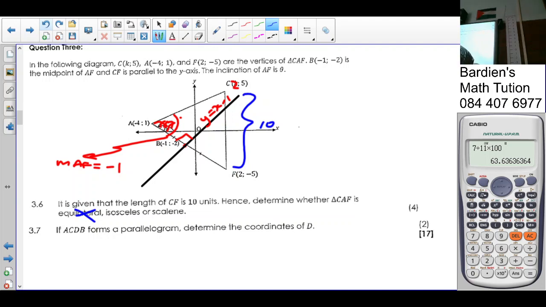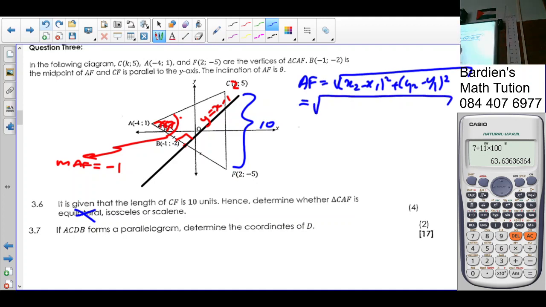Which lengths do you think are the same? Let's go with AF. So AF, what do we use? Distance formula. So square root of x2 minus x1 squared plus y2 minus y1 squared. That will be the square root of A, which is negative 4 minus 2 squared plus 1 minus minus 5 squared. Work that out, what do you get? 6 root 2. Okay, now I thought that's going to give us 10.